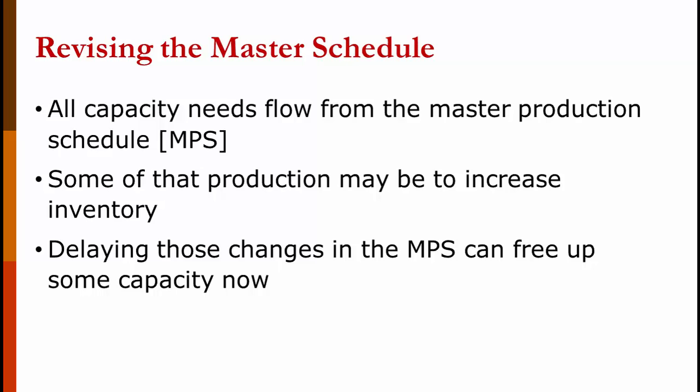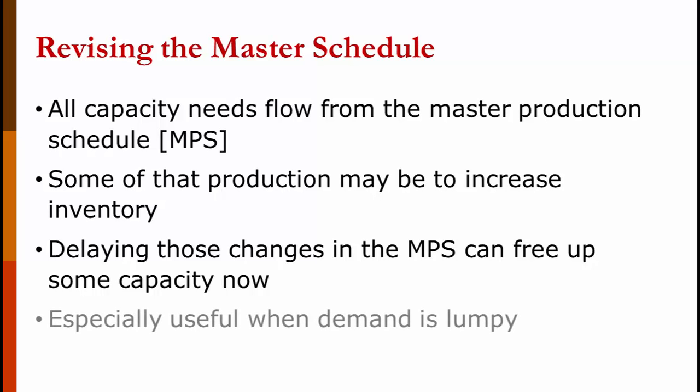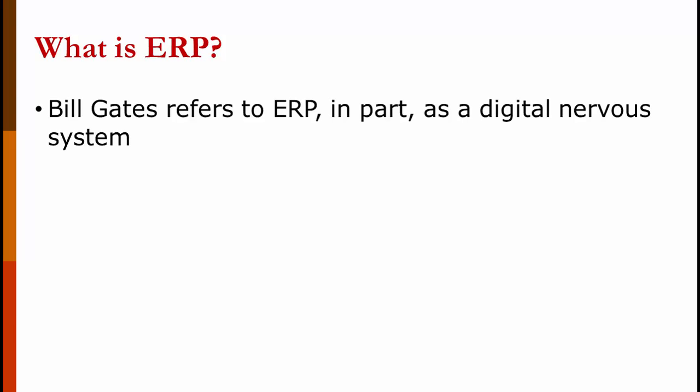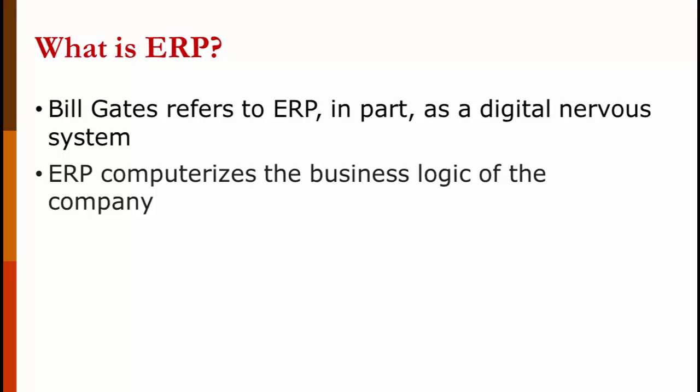And since the master production schedule drives off of the aggregate plan, what we're really talking about is not making changes to our independent demand item. As I stated earlier, these types of changes are especially useful when demand is lumpy. Now let's talk about enterprise resource planning. In his book, Business at the Speed of Light, Bill Gates refers to ERP in part as a digital nervous system. The ERP computerizes the business logic of the company.